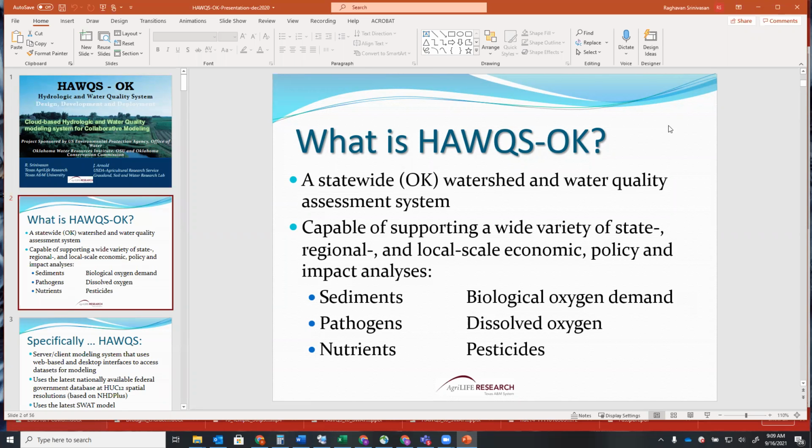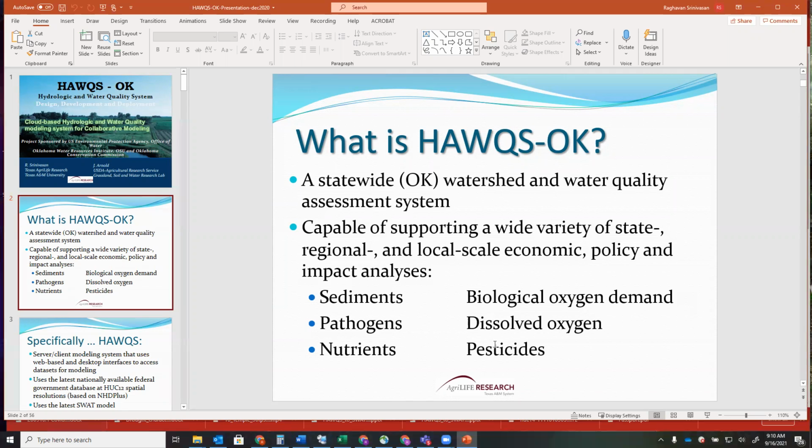Some of the applications could be economic policy analysis or non-point source pollution and whatnot. You'll be able to analyze for sediments, pesticides, if you have pesticide information, and nutrients. Sediments and nutrients are automatically built in with the inputs, whereas for pathogens and pesticides, the model is capable, but we don't have enough good inputs to do that.